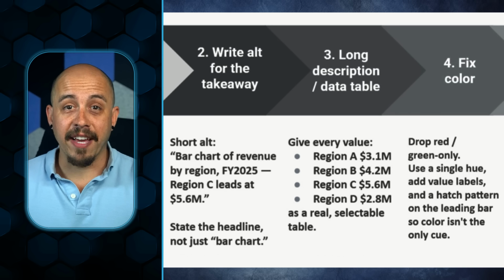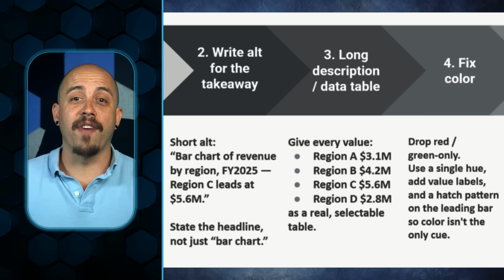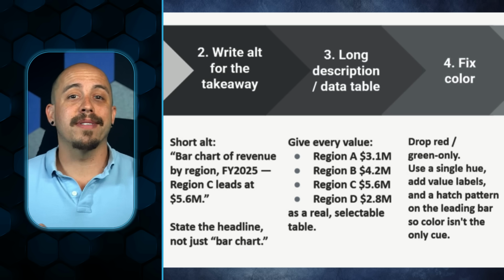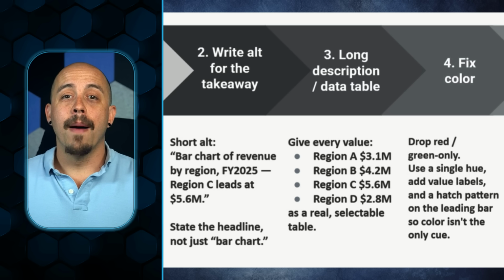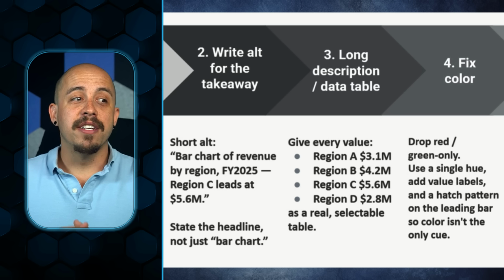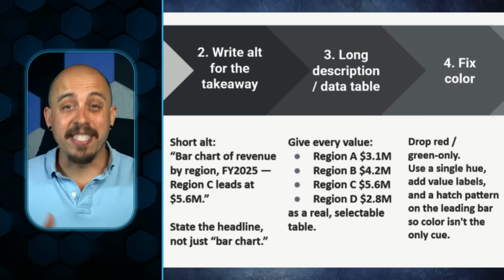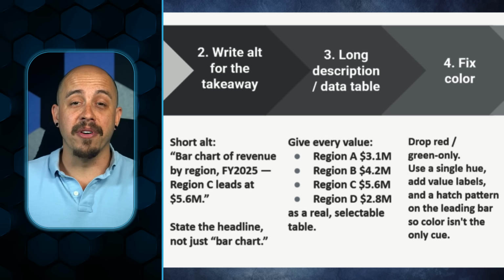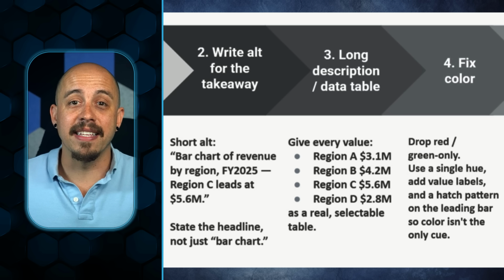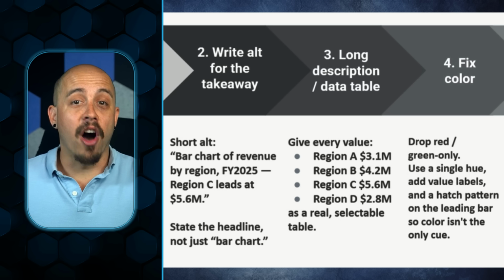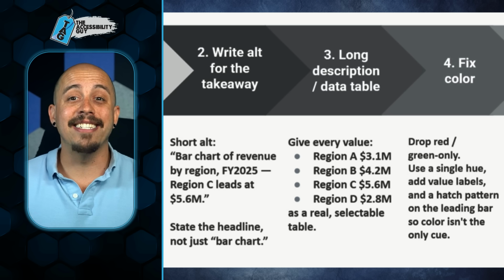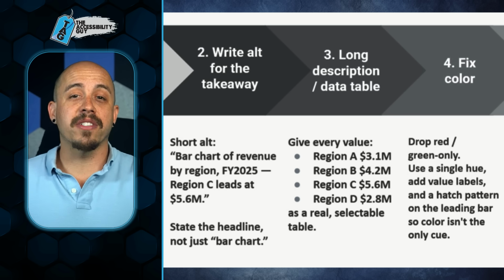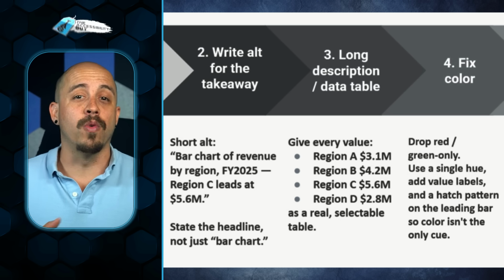We have to apply the fixes. This is steps 2 through 5. Step 2, write alt text for the takeaway. In this example, we're going to write bar chart of revenue by region fiscal year 2025. Region C leads at $5.6 million. That single sentence already gives a non-visual user the headline. Step 3, the long description and data table. Every value spelled out as selectable text so a screen reader user can navigate the actual numbers.